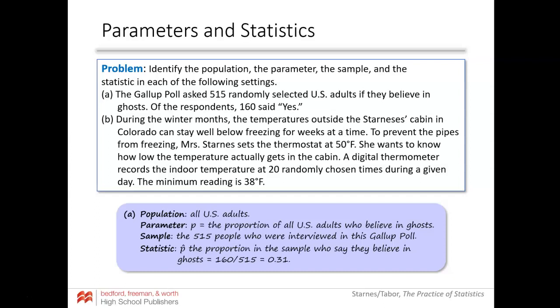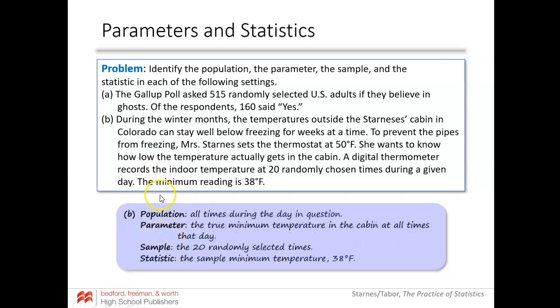Now, they weren't actually able to ask all of the adults in the US, so they took a sample of 515 randomly selected people. That's the sample, the 515 that were interviewed in the poll. The statistic was p hat, which we calculate as the proportion who say they believe in ghosts. That's what they are measuring with their sample. So 160 out of 515 is roughly 0.31, I think. I don't know if it's exactly 0.31. I can't do that in my head. All right, remember population and parameter go together, and sample and statistic go together. So, oops, spoiler alert, there are the answers.